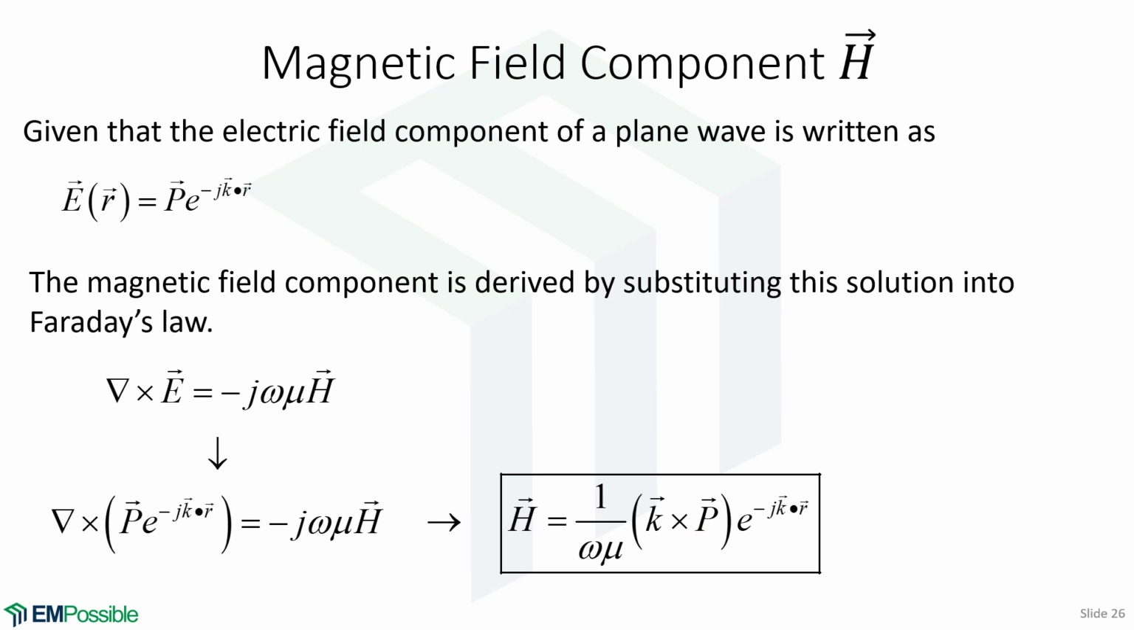Remember one of the properties of a cross product. The answer we get is another vector, and that's good because magnetic field needs to be a vector, but that vector is perpendicular to both K and P. So the magnetic field is perpendicular to the direction of the wave and also the electric field. So K, H, and E are all perpendicular to each other. And that's the origin of what we will call transverse electromagnetic waves, and it just has to do with the properties of cross products.